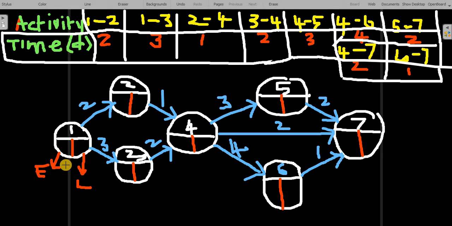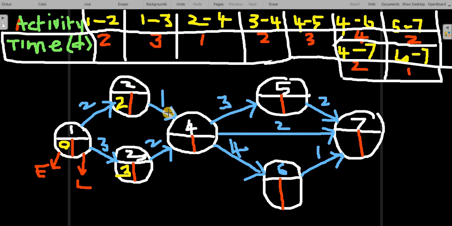Okay, here I am going to write 0. The starting event, the earliest time is 0. Now this 0 added with this 2, what will we get? 0 plus 2, you will get 2 here. Very good. Here 0 plus 3, 3 days. Therefore, the earliest time for the third event is 3. The earliest time for the second event is 2. That's okay, no problem.